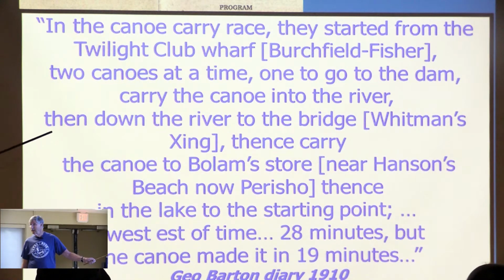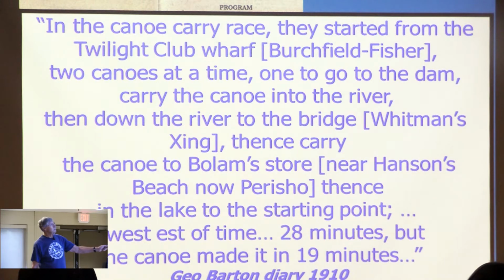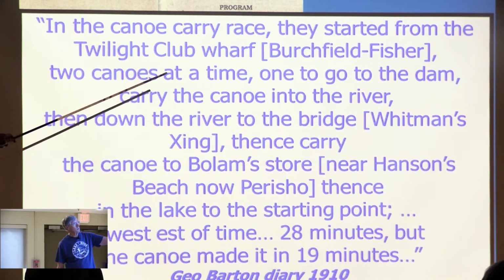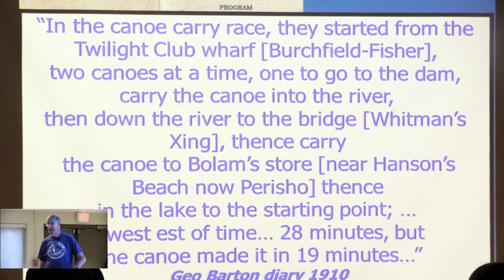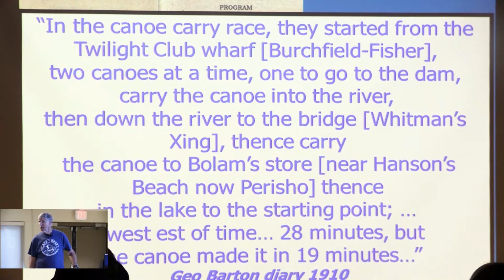This is what they did back in George Barton's day. They started from the Twilight Club Wharf. That's where Shirley Birchfield West Fisher lived, on the Narrows. They took the canoe, went down the dam, one boat, over the dam, Bailey's Brook, down the river, Whitman's Crossing, carried the thing back up, put it in, and went back. And the other, I assume the other canoe did just the opposite, so they weren't bumping into each other. One canoe made it in less than 20 minutes. I don't think you could do that if you ran.